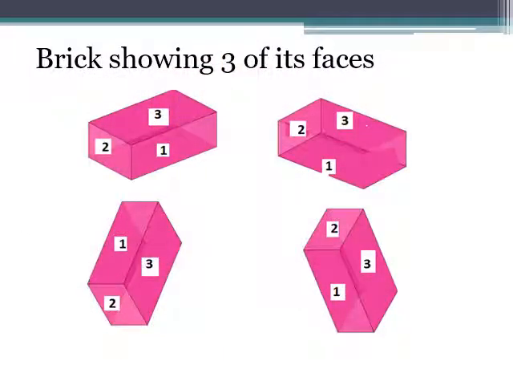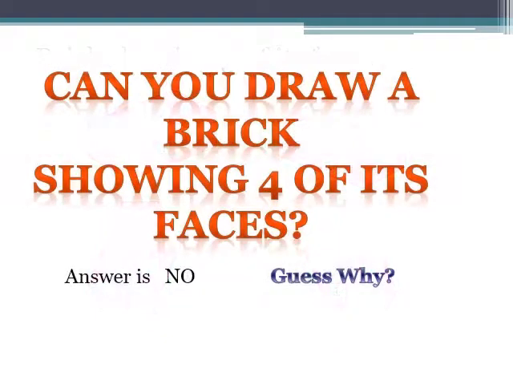Now look at this picture. Here a brick is drawn in 4 different ways. But in each picture we can see only 3 of its faces, whereas in a brick the total number of faces is 6. Now think for a while. Can you draw a brick showing 4 of its faces? Or 5 or 6 of its faces? The answer is no. Can you guess why?